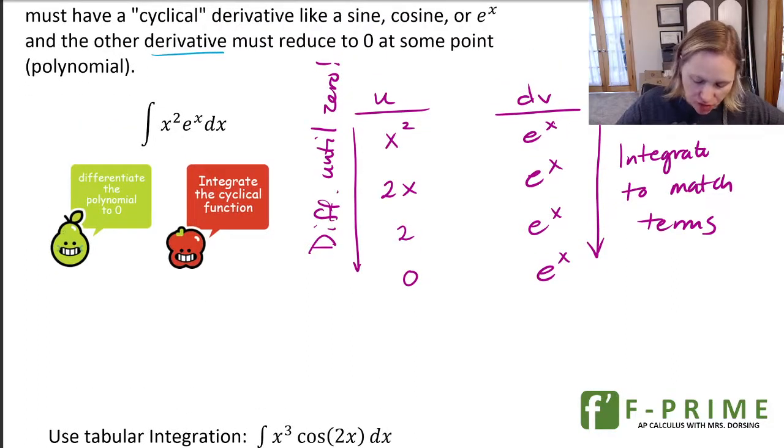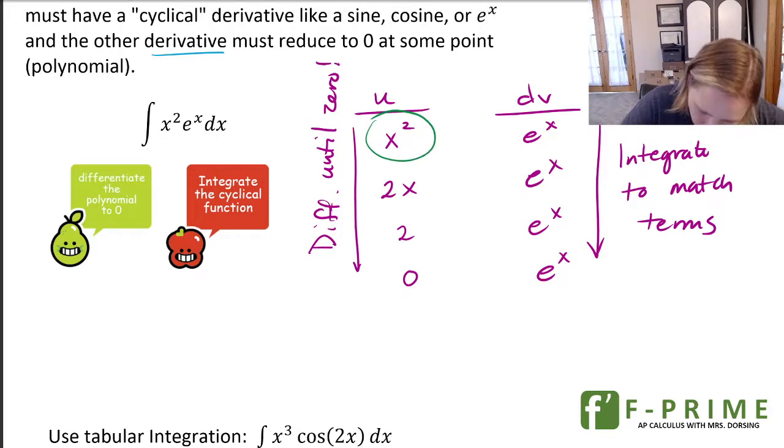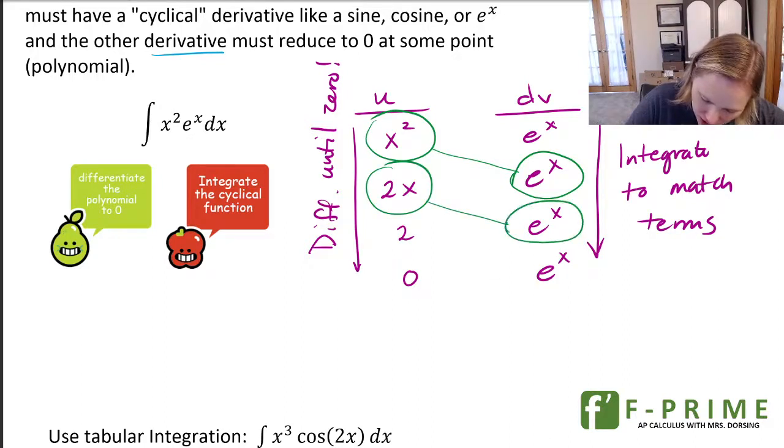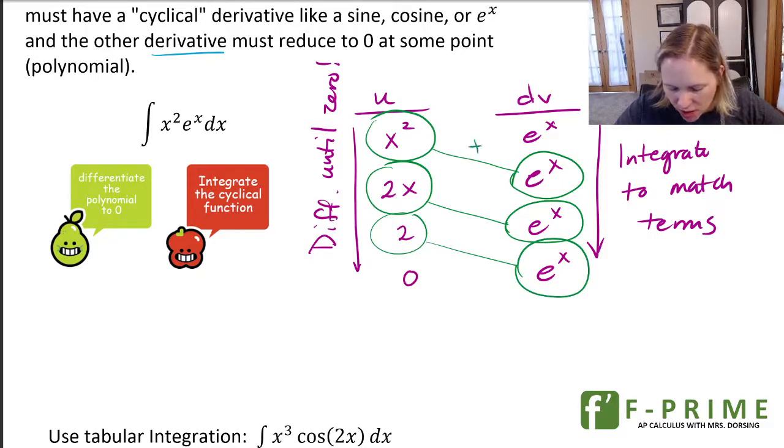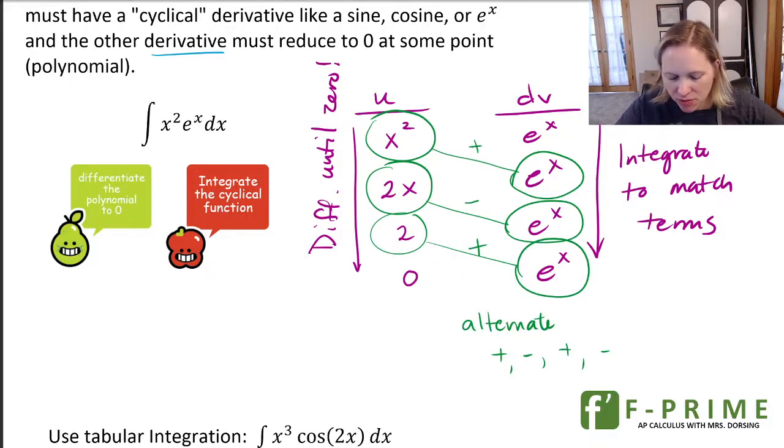So now, here's how this works. I'm going to start out on the u side, and I always set it up like this: u, dv. I'm going to start here, circle x squared, and draw a line to the second integral. Then I'm going to do the same thing here, and connect these. And then I'm always going to start with a plus sign. I'm going to alternate. You always start with a plus: plus, minus, plus, minus. Sometimes you'll have negative values for your dv, and that's okay. If you subtract a negative, it will turn to a plus in your final answer.